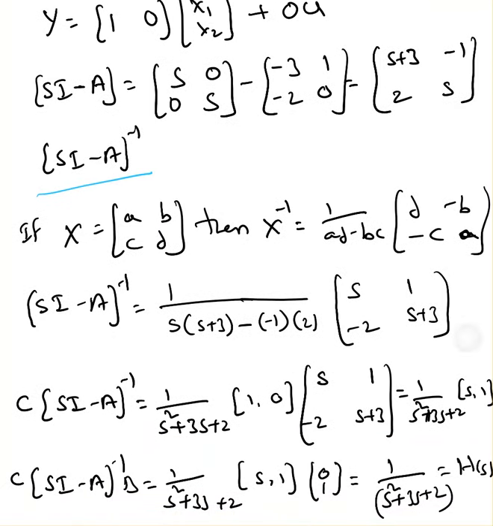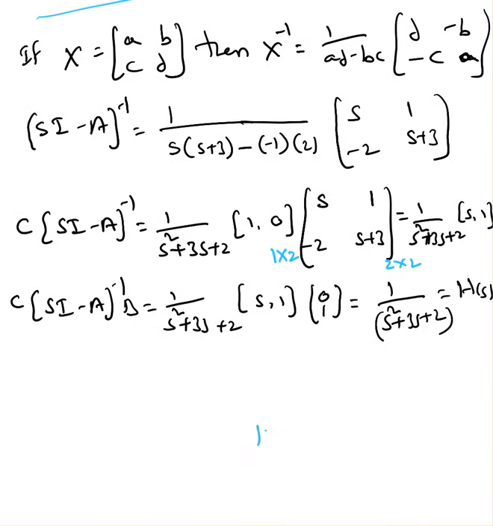And now we're going to do C times (sI minus A) inverse. We are multiplying two matrices. Matrix one is 1 by 2, that's the size of the matrix. This is 2 by 2. We can multiply two matrices, 1 by 2 and 2 by 2, only if these two inner dimensions are the same. And the size of the resultant matrix is going to be 1 by 2.